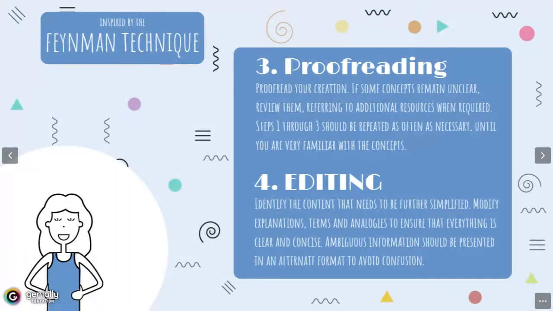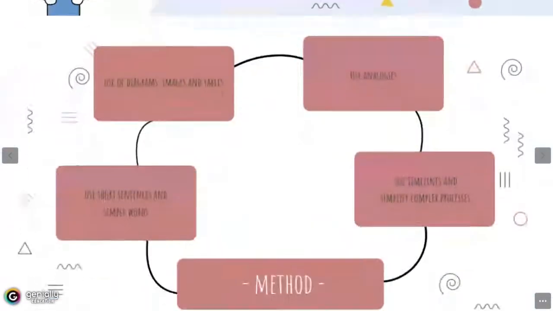The 4th step is to edit. Editing is just going back in the text and simplifying even further, adding sketches, and also modifying the explanation to use simpler terms or analogies to make everything clear and concise. All the ambiguous information should be presented in an alternate format to avoid any confusion. You really want it simple and presented nicely so that everybody can understand. At this step, I also often add definitions of words to help further the understanding. So this is an example.